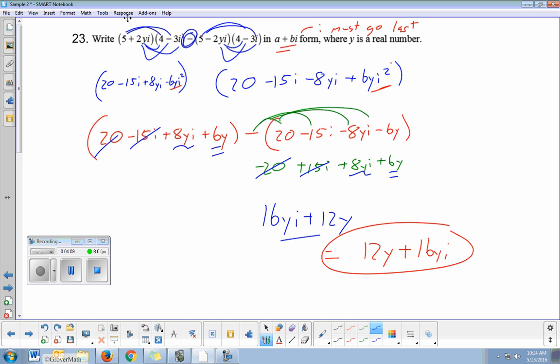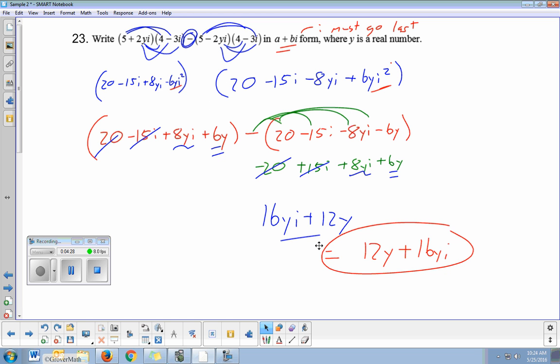Now I said there was another way to do this. The other way was recognizing they both have 4 minus 3i. You could factor out a 4 minus 3i, and then you're left with these two things subtracting, but then you still need to multiply, and this is really the only way. There is another way. Like I said, I could show that whole thing, but I don't think it's really necessary. You could try it and see if you get the same answer.